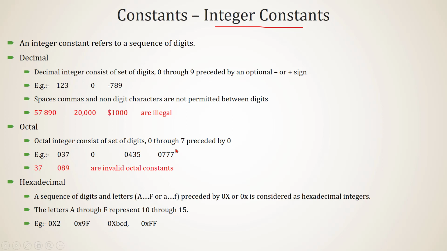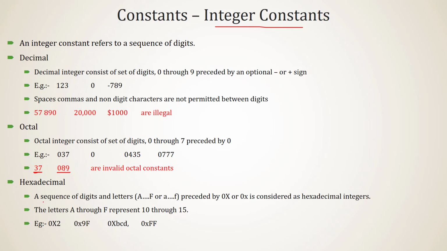Fida Sahuda, can you hear me? Yes, sir. Why can't 37 be considered an octal constant? There is no preceding zero. Okay, very good. Adidev, why can't 089 be considered an octal number? Because octal means 0 to 7. Here I have 8 and 9. That's why it is not considered a valid octal number. Okay, good.